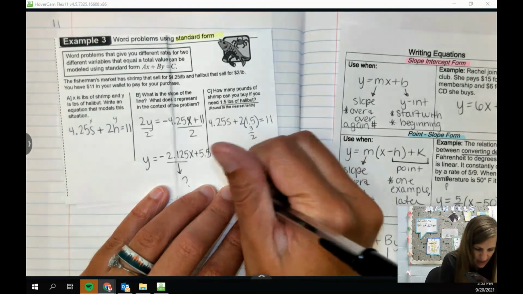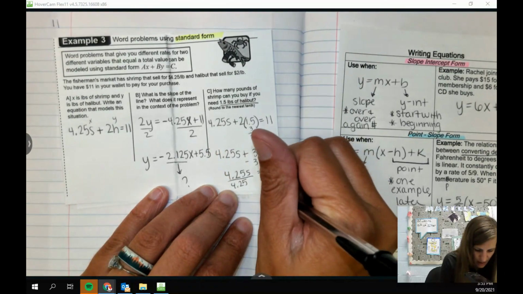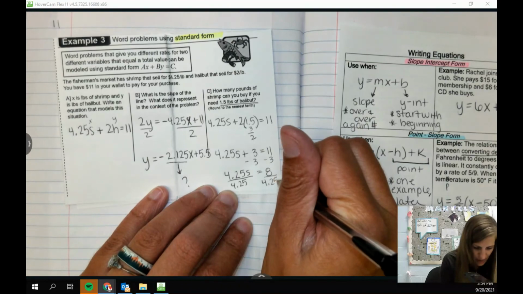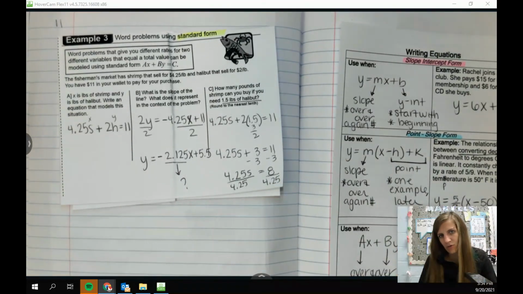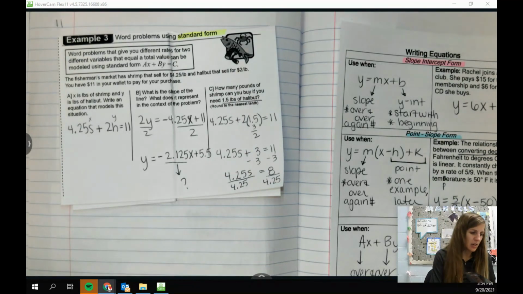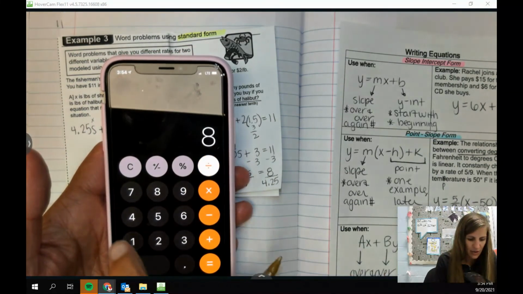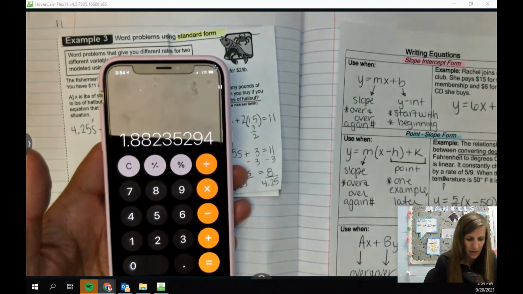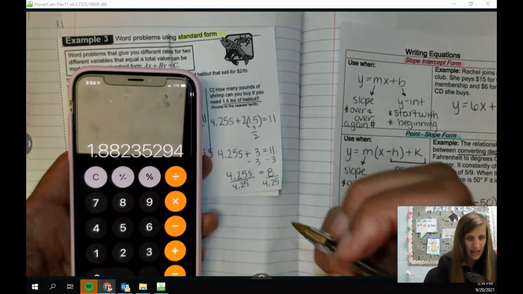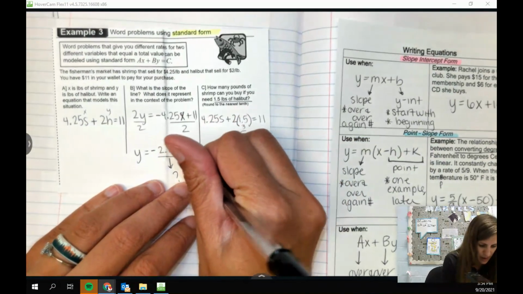And then we got to divide by 4.25. Oof. I should change that. I won't. It's like less than 2-ish. Round to the nearest tenth. All right, I'll divide it on my calculator. Y'all convinced me. 8 divided by 4.25. We want to round to the nearest tenth. So 1.9 pounds of shrimp.